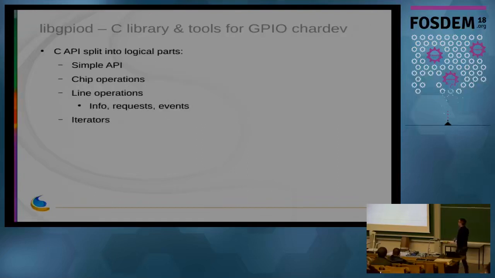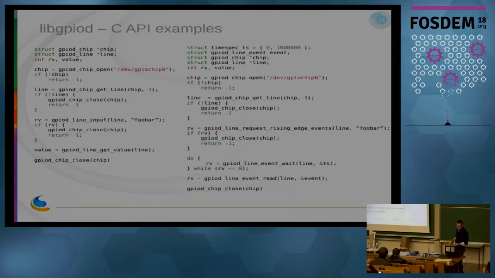And the C API can be split into a couple of logical parts. There is the simple API, whose name has been changed to contextless, because apparently simple is not a very descriptive name. Then we have chip operations and line operations, which correspond with the kernel user API. The line operations are further split into line information requests and events. And then we have something that doesn't exist in the kernel API, which is iterators, which allow you to iterate over chips and lines associated with chips, and so on. I don't want to go much into detail about the C API.